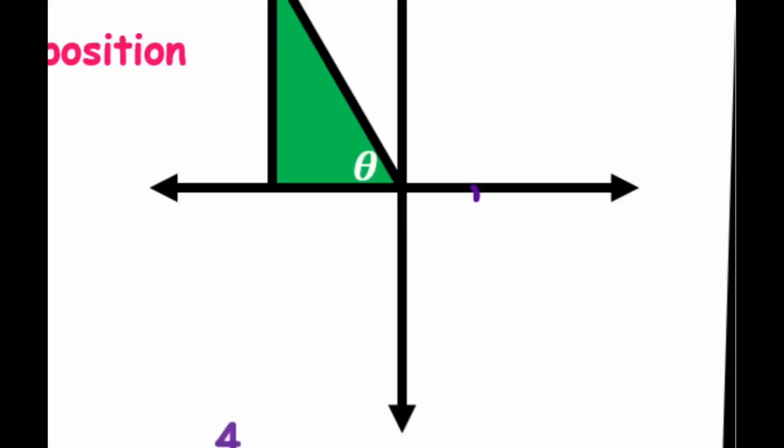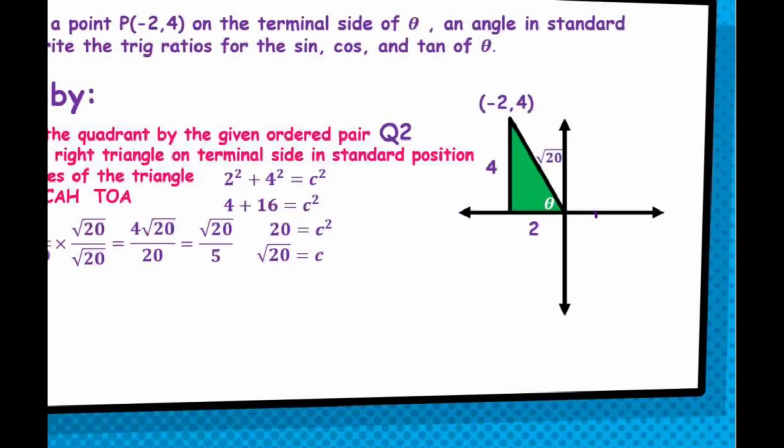Given a point (-2, 4) on the terminal side of an angle in standard position, write the trig ratios again. So let's go ahead and try this one more time. So I'm going to determine what quadrant I'm in. If x is negative, so if I go over to -2 and up 4, that would put me in quadrant 2. And then I'm going to construct a right triangle somewhere in there. I'm going to label my triangle 2 and 4, and I'm going to once again use the Pythagorean theorem to find my hypotenuse. I'm going to leave this as the square root of 20. And now I'm going to write my trig ratios.